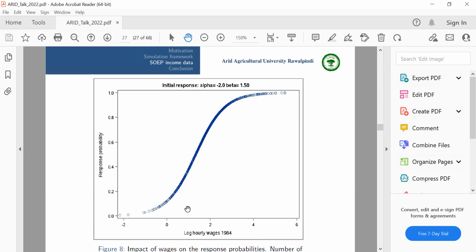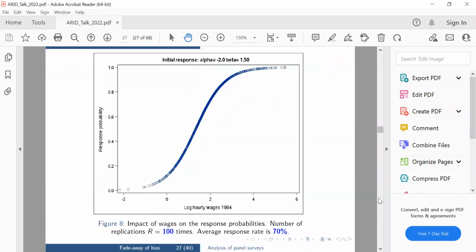And you see, this is the response probability at the start of the survey, like log hourly wages 1984, and you see that on the y-axis we have the response probability. Those who are less satisfied provide fewer responses, and those who are more satisfied provide more responses. But the average response rate is 70%.